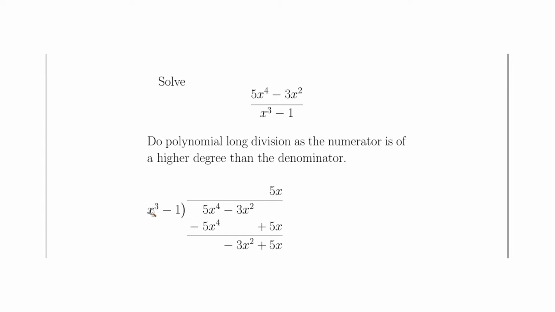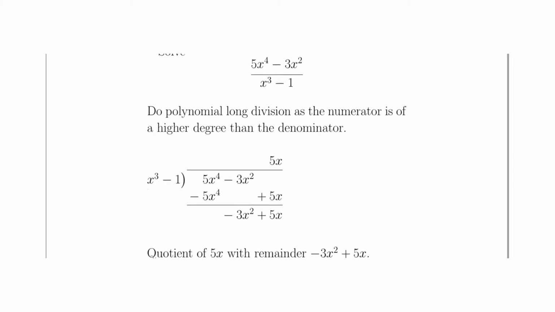5x times x cubed is 5x to the 4. Flip the sign, it's minus 5x to the 4. And 5x times minus 1 is minus 5x. Flip the sign, becomes plus 5x. So here's our plus 5x here. Here there's no x's in there, so that's basically an imaginary 0. Okay, let's move on. Let's have a look at what we got.